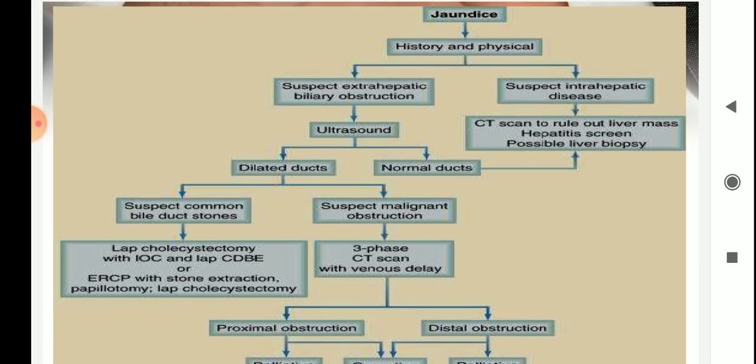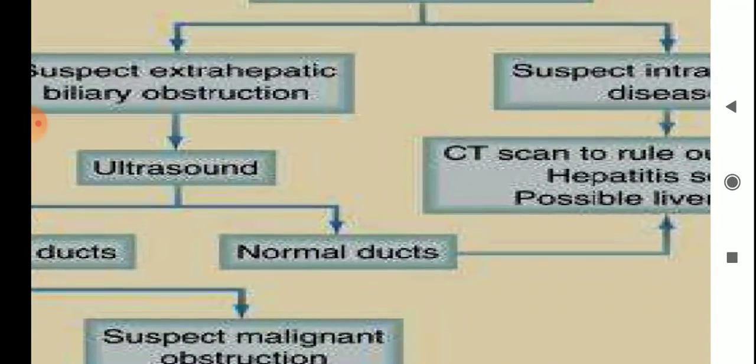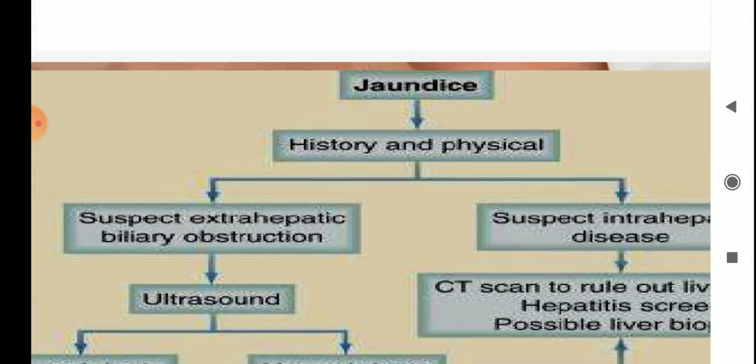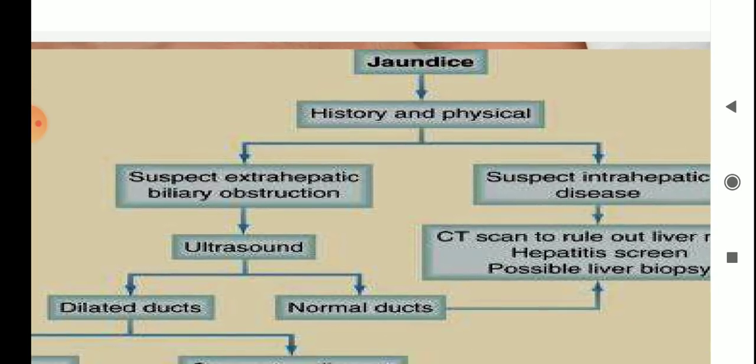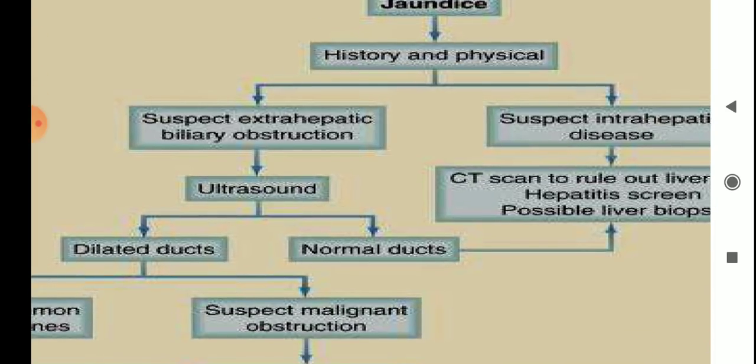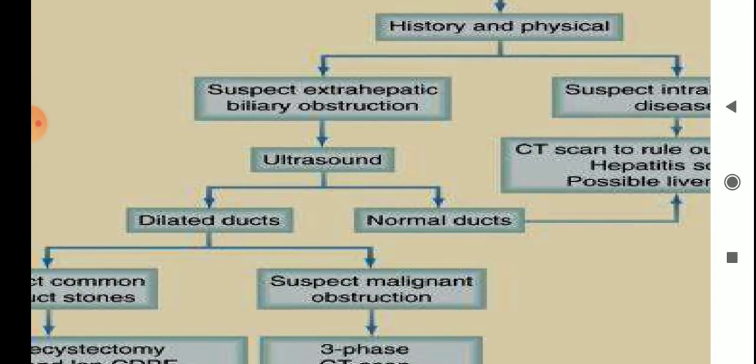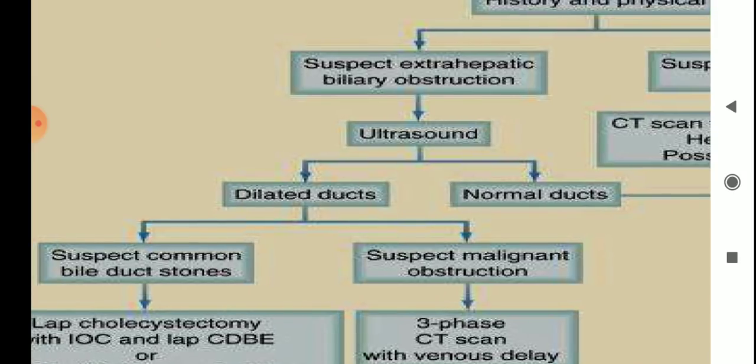So this is again a schematic diagram representation. For jaundice, take proper history and do the physical examination. This is another flowchart of the algorithm of approaching such patients. Extrahepatic biliary obstruction: ultrasonography, dilated ducts. So lab investigations basically here.